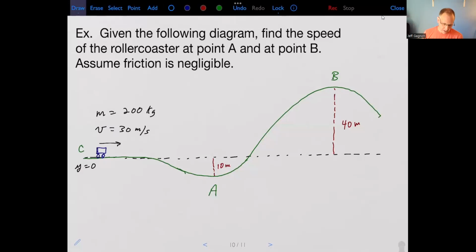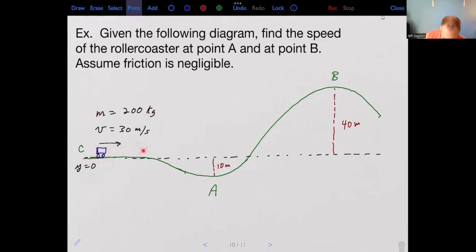Okay, so here's the situation. I have this roller coaster. It's moving initially with some velocity or some speed, right? 30 meters a second to the right. And I'm going to call this point C, the initial position here. And I'm going to call that the height here. This is like my reference point, so this would be y equals 0. And we know that the mass of the roller coaster is 200 kilograms.